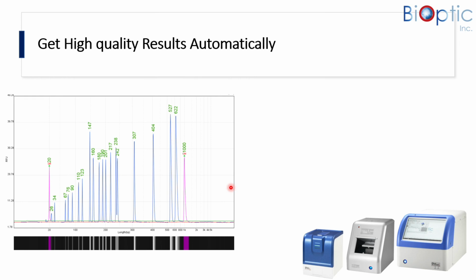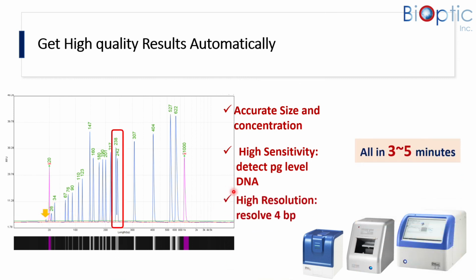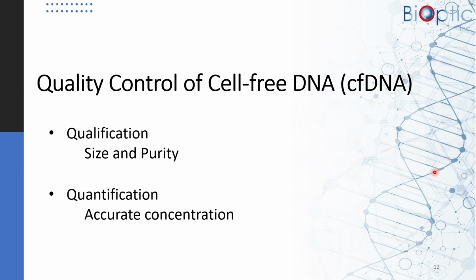This is the DNA later analyzed on the QSAP system. We can see QSAP provides the accurate size information on the diagram directly, with the high sensitivity to detect picogram level DNA and high resolution performance. And all analysis is completed in 3 to 5 minutes. Next, we will present how to do the quality control for various applications on the QSAP system.